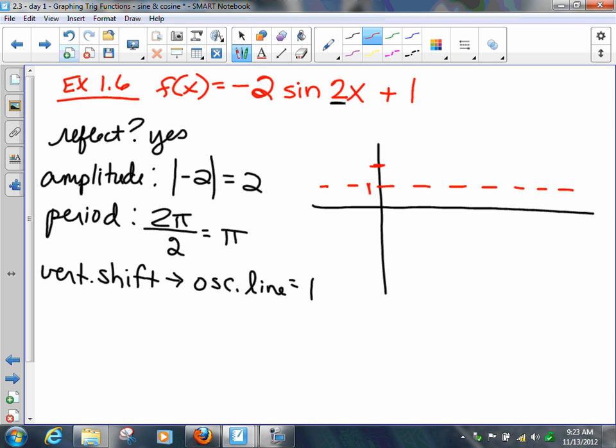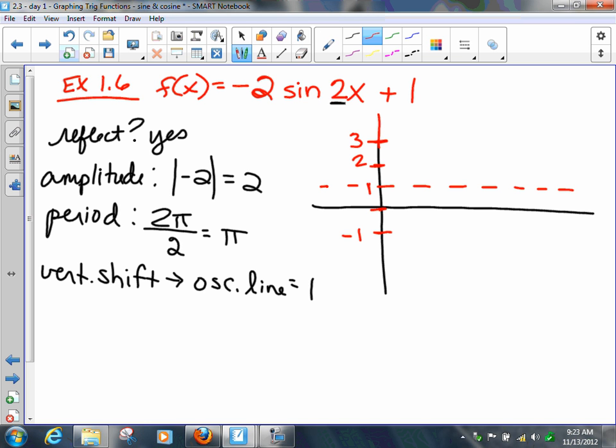Okay? 1, 2. So here it is. Here's 2. With respect to my oscillation line, this curve is going to go how far above and how far below the oscillation line. How do you get that, Tiffany? Because of the amplitude. All right, so that means that my graph is going to show that I'm going to go up to 3 and down to, okay, 0, -1.